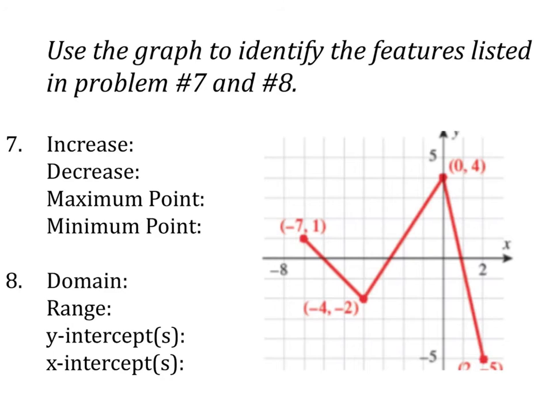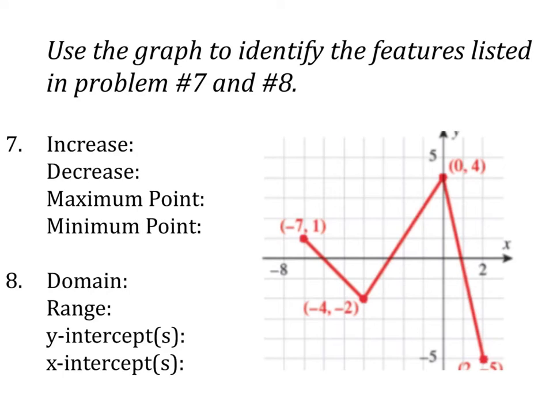Problem 7 and 8 covers pretty much everything we just learned about today, including where the graph increases, where it decreases, the max point, the min point, the domain, range, the y and x intercepts. So let's take a look here. Increase and decrease. This is when we can draw some boundary lines to look at the different intervals of where we're walking downhill, walking uphill, if there are any constants.